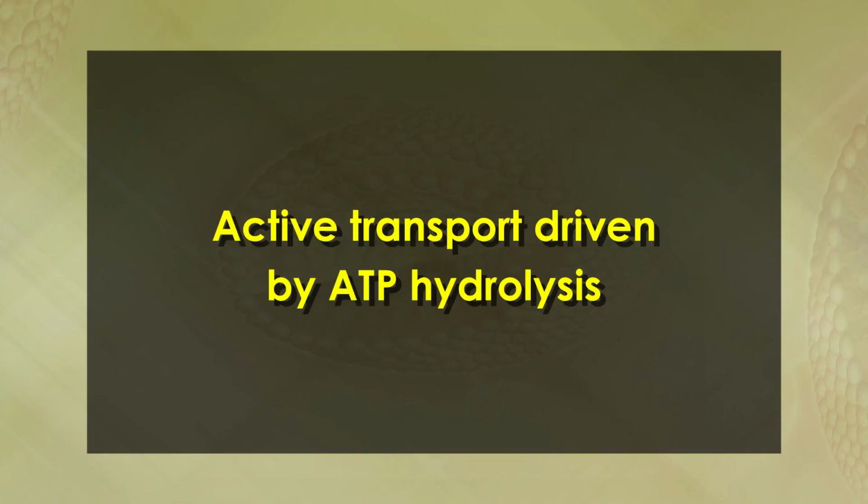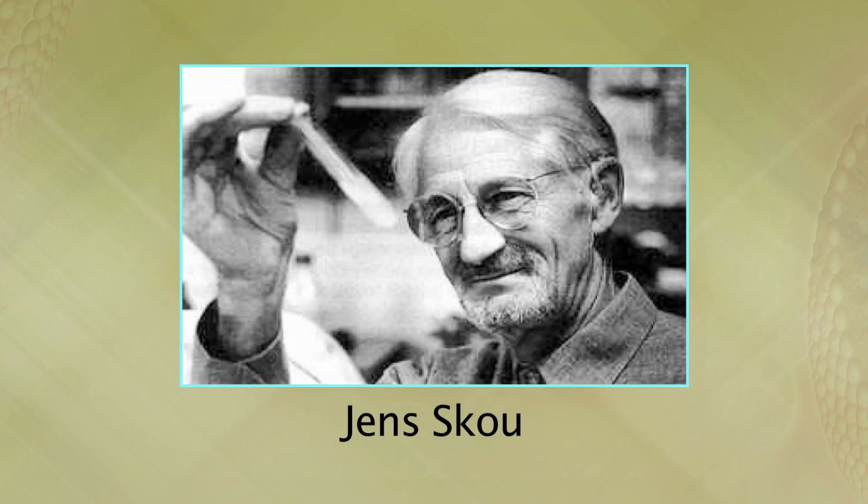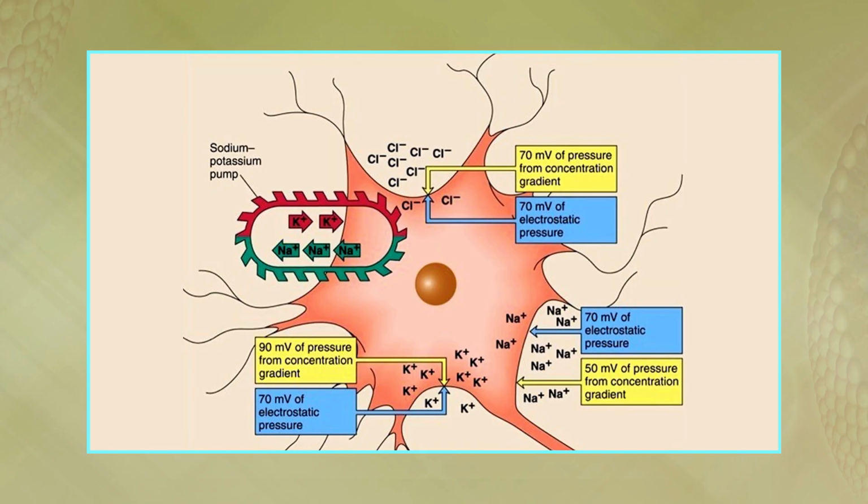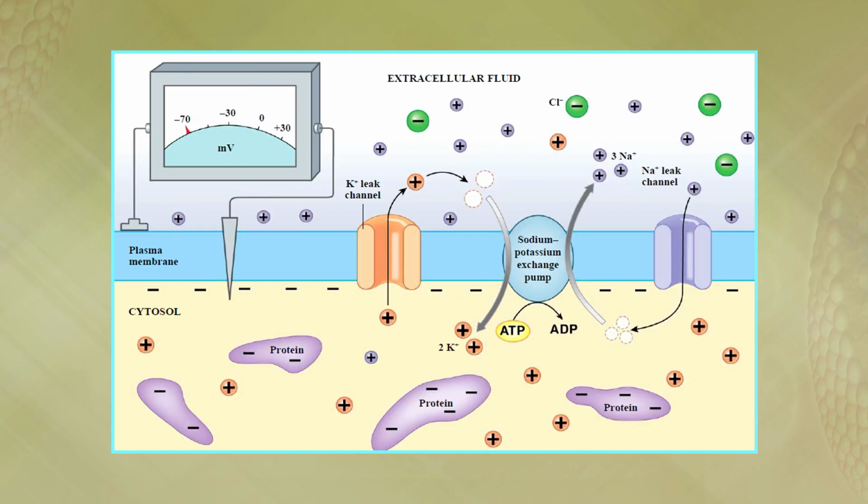Dear students, now let's discuss first active transport driven by ATP hydrolysis. In 1957, Jens Skou, a Danish physiologist, proposed that the ATP hydrolyzing enzyme that was only active in the presence of both sodium and potassium ions in nerve cells of crab was the same protein that was active in transporting the 2 ions. The enzyme was called sodium ion potassium ion ATPase or the sodium potassium pump.